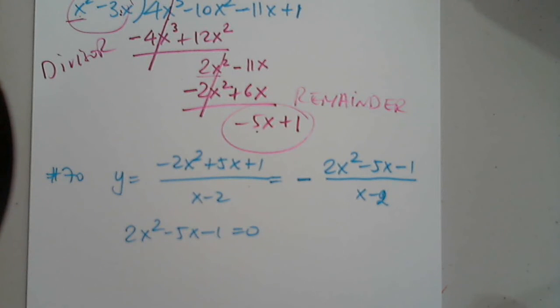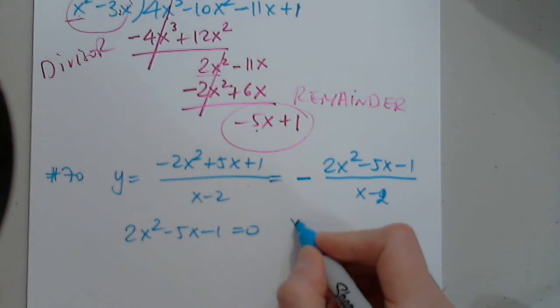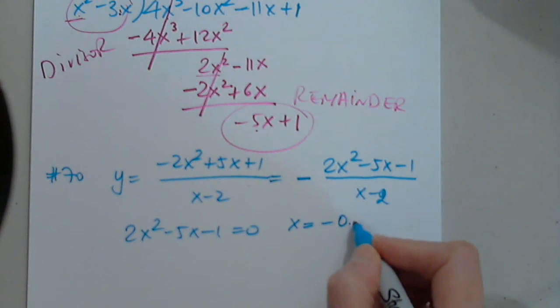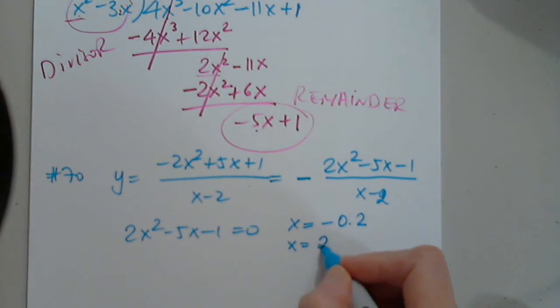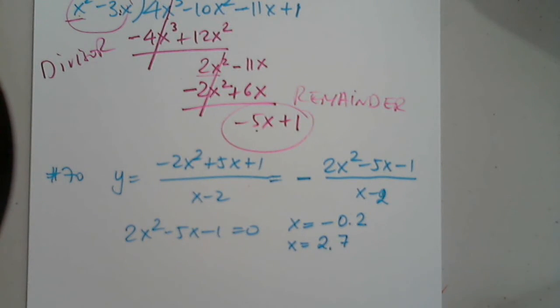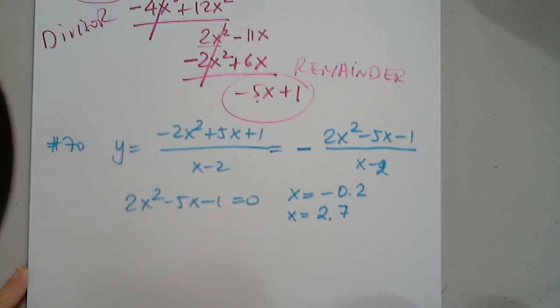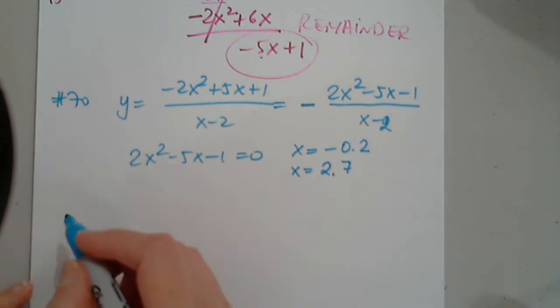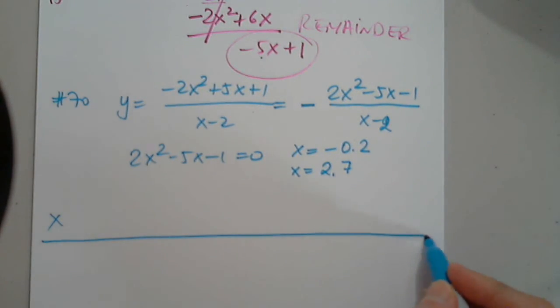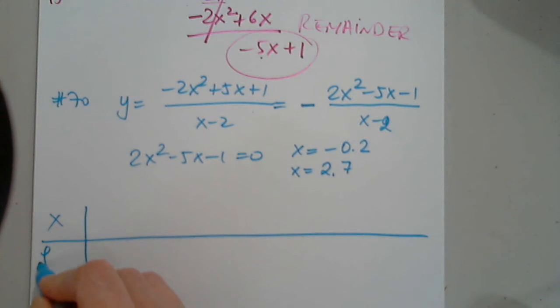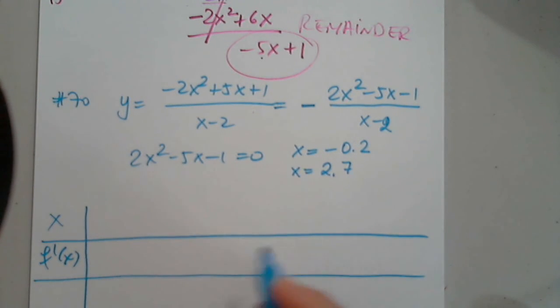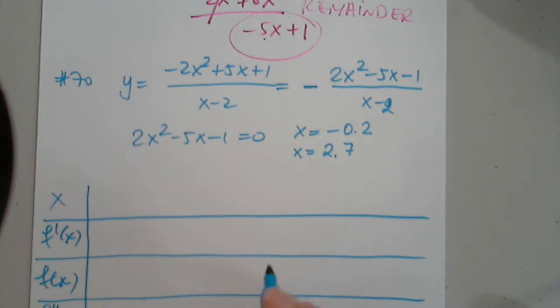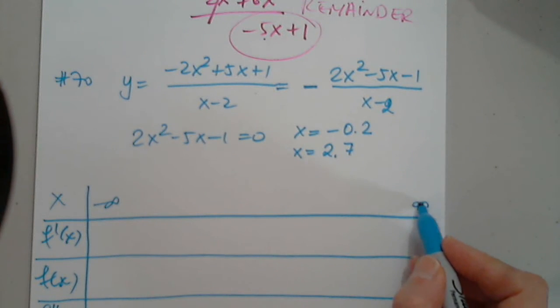Okay, and now I want to solve. Okay, so x is negative 0.2 and x equals 2.7. Okay, good. I needed those. Those are the x-intercepts, right? So now I can start my table. Okay. So negative infinity, infinity.